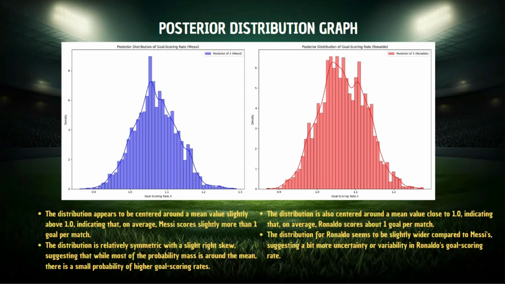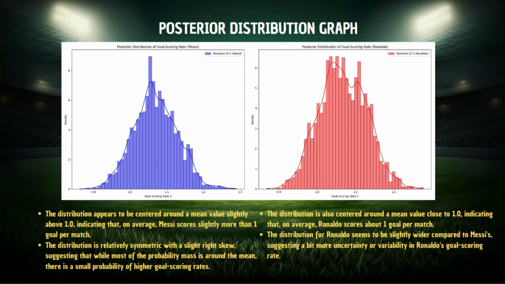And we can see that the distribution is slightly skewed, suggesting that while most of the probability mass is around the mean, there is a small probability of higher goal scoring rates. We can also see that the distribution is relatively symmetric. The mean of Messi's posterior distribution can be interpreted as the expected goal rate, and the confidence interval gives us a range within which we can expect Messi's true goal scoring rate to fall 95% of the time, providing a measure of uncertainty.